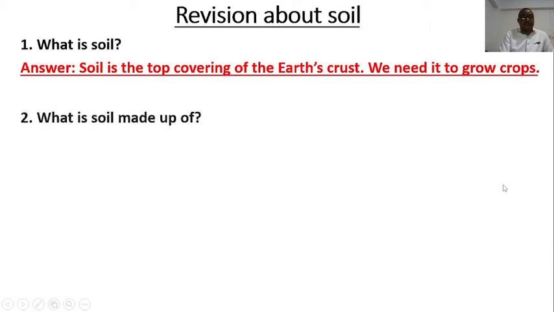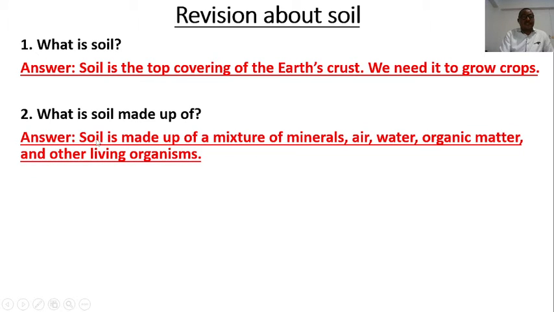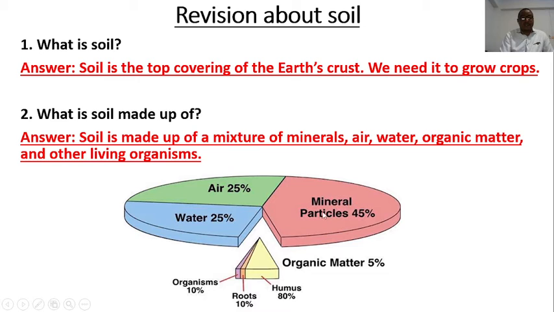Then number two, what is soil made up of? Now soil is made up of a mixture of minerals, air, water, organic matter and other living organisms. Now let us look at this illustration which shows us what soil is made up of in detail.